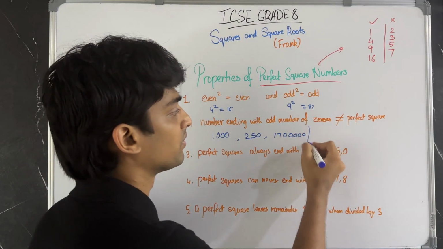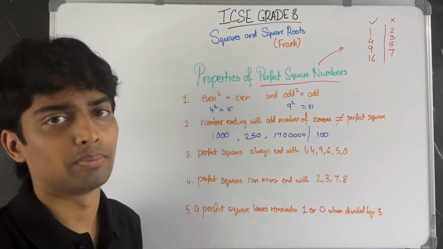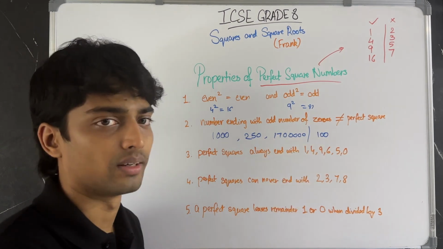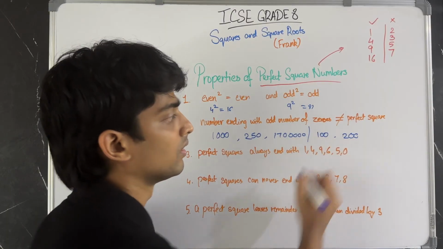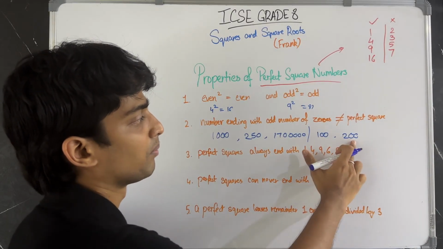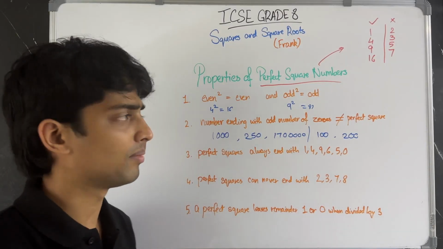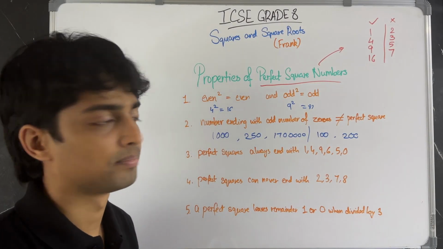If they have an even number of zeros, let's say 100, they can or cannot be perfect squares. We are not sure. So this is a perfect square, which is the square of 10. But if you say something like 200, this is not, even though it has an even number of zeros. So we are sure that if there's an odd number of zeros, then definitely they are not perfect squares. But for an even number, we cannot tell.